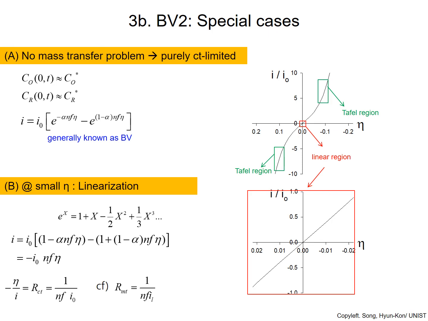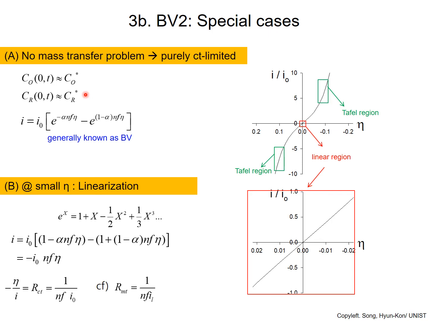Right now, we have the Butler-Balmer equation version 2 on our hand. Then let me think about some special cases for simplifying the Butler-Balmer equations. Here is case A, no mass transfer problem. That is to say, we have a purely charge transfer limited system. In this case, the surface concentrations of oxidized species and reduced species go to the bulk concentration because our mass transfer is really fast.